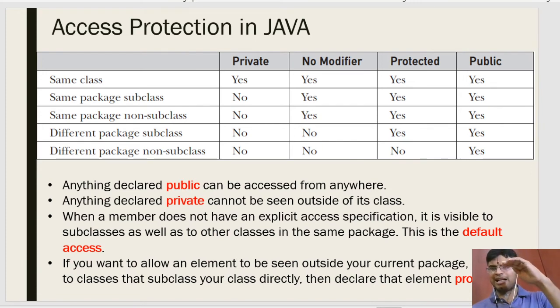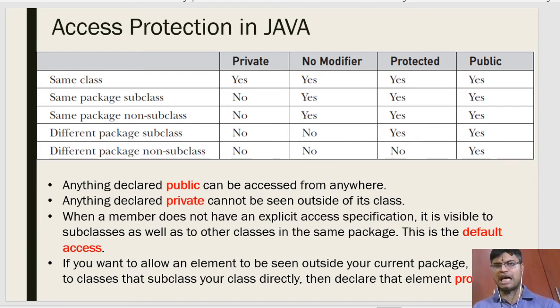So if that function has been declared as private in that particular class, only within that class will that function be accessible. It's a very important thing. It will not be accessible outside, in the subclass in the same package. It will not be accessible in the same package if it is not a subclass. It will not be accessible in a different package subclass, or in a different package non-subclass. Now what do you mean by non-subclass?